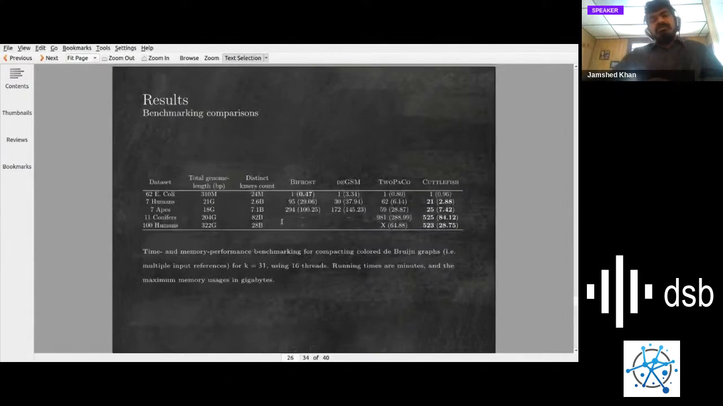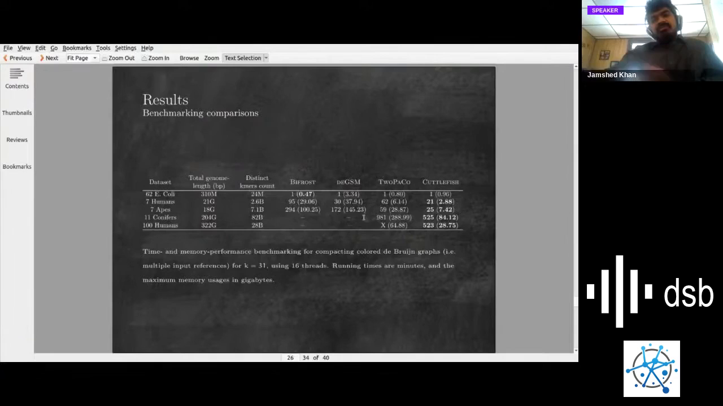To assess performance for colored de Bruijn graph compactions, similar to the earlier results, here the timings are in minutes and memory usage is in gigabytes. So, like the earlier results, we are performing the best. For example, for this 7 humans dataset, Cuttlefish takes like 21 minutes and uses 2.9 gigs of memory, whereas Patro takes an hour and 6 gigs. DGSM takes 30 minutes and 38 gigs, and so on.